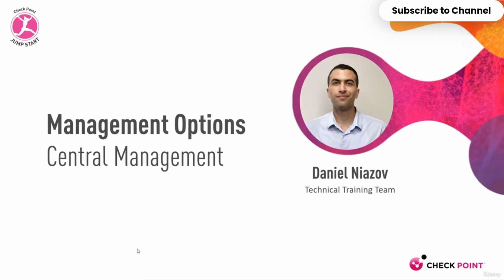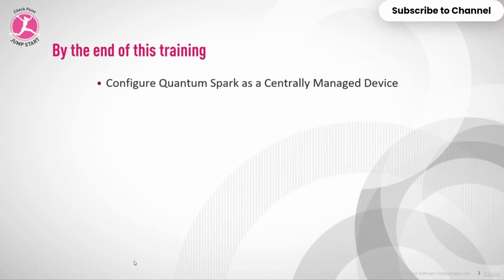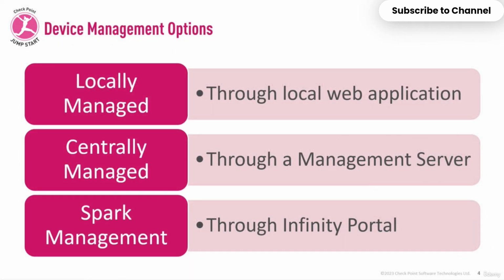Management Options, Central Management. By the end of this training, you'll be able to configure Quantum Spark as a centrally managed device. In a previous video, we've discussed the three options to manage your Quantum Spark. It can either be locally managed, which means you'll use the local web application to manage your device. You can either use the central managed option, which we'll use right now, which means you'll use a dedicated management server to manage your appliance, or through Spark Management.